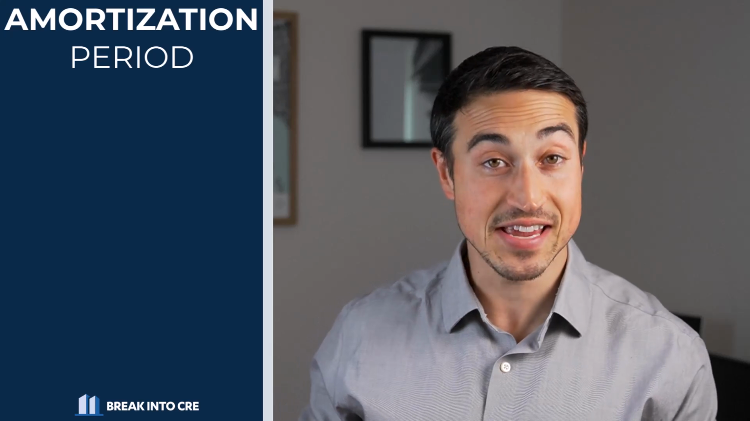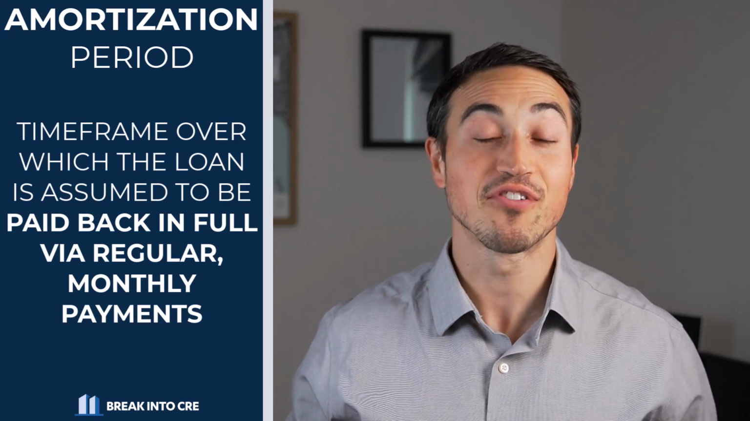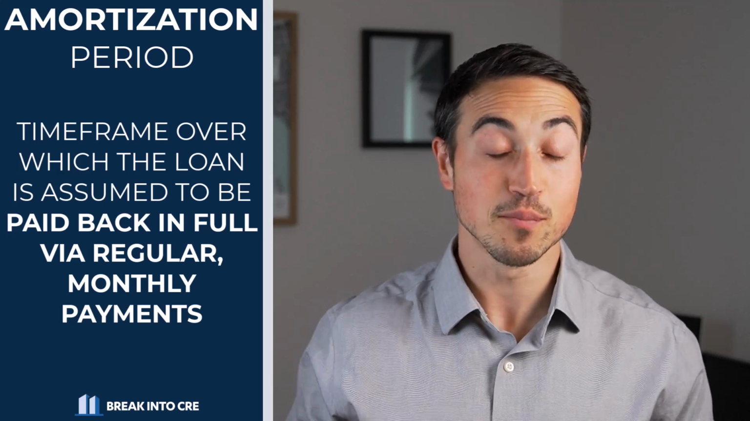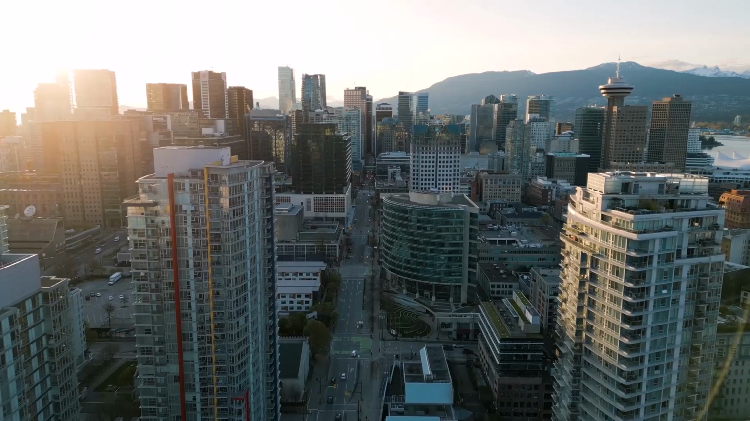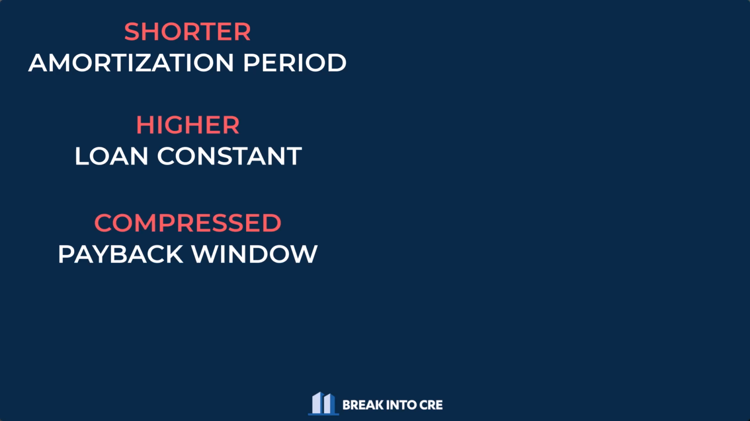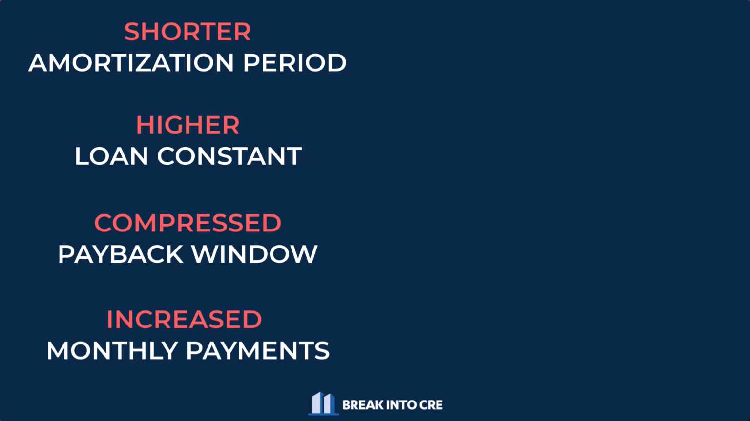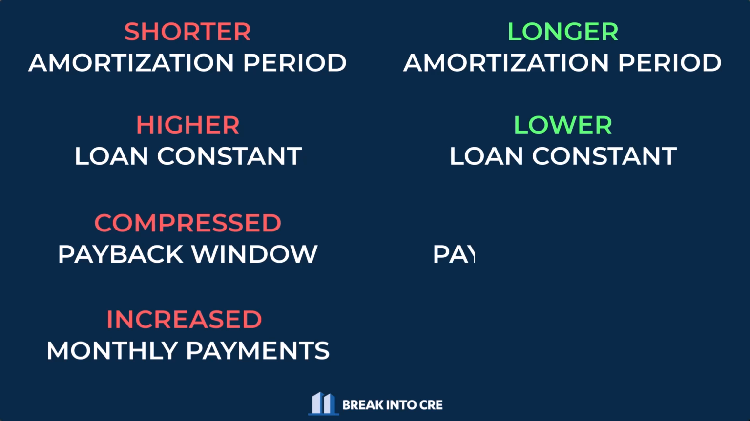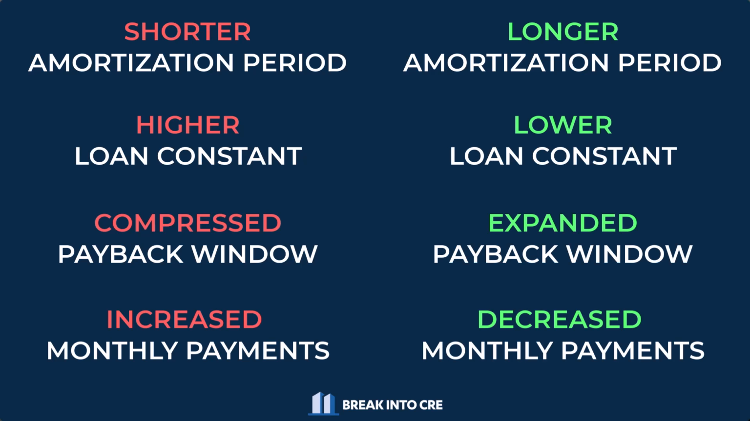And one of the things that's going to impact that loan constant most is going to be the loan's amortization period, which represents the time frame over which the loan is assumed to be paid back in full via regular monthly payments, which factors directly into the calculations we talked through earlier. With a shorter amortization period, that loan constant is going to be higher due to a compressed payback window that's going to increase monthly payments, and with a longer amortization period, that loan constant will be lower, with lower monthly payments being spread out over time.